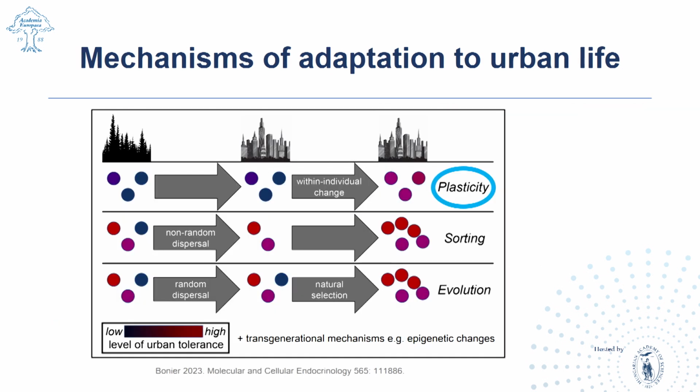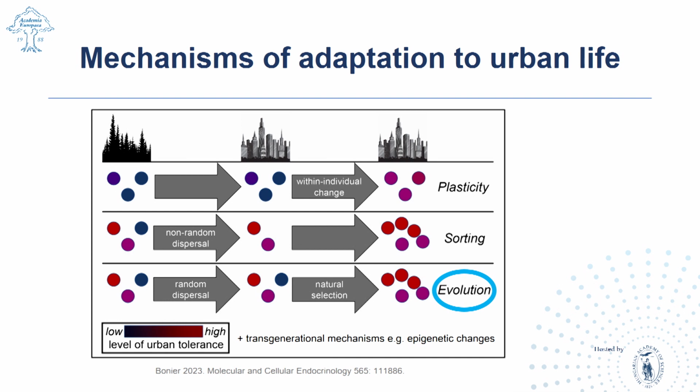And some of these changes happen during the lifetime of the individuals by phenotypic plasticity, while some others happen through microevolution within the urban habitats, in which latter case, the urban and non-urban populations will differ not only phenotypically, but also genetically. There are some further mechanisms as well, some of them not even shown on this graph, but these two are the main mechanisms by which organisms may adapt to urban life.